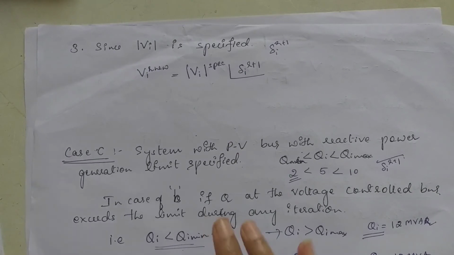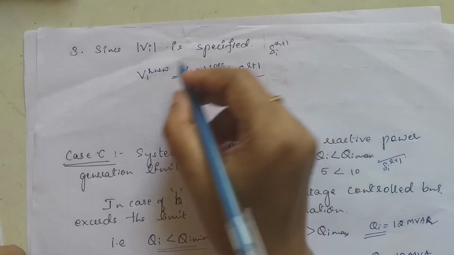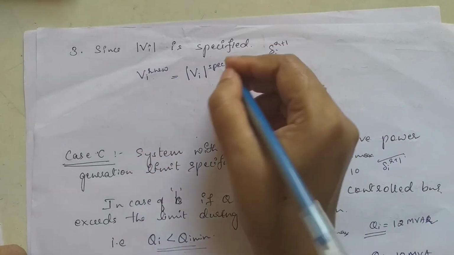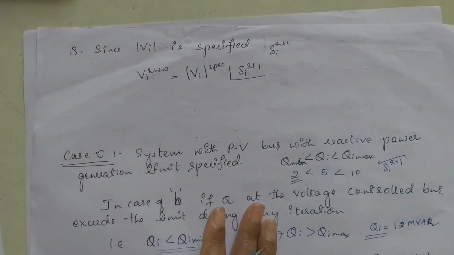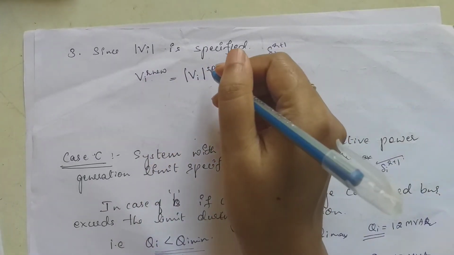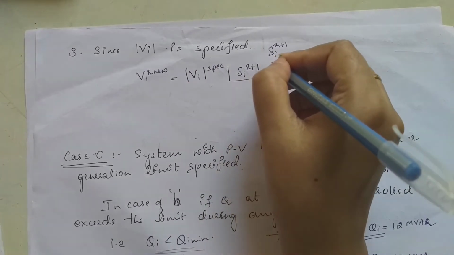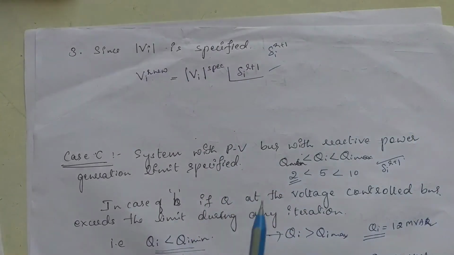Next, since Vi is specified, Vi r new is equal to Vi specified, at an angle delta i r plus 1 that we have to take. In a PV bus, Vi will be specified.